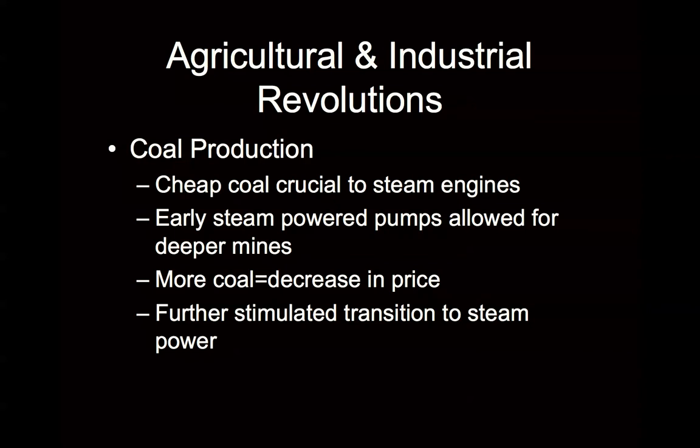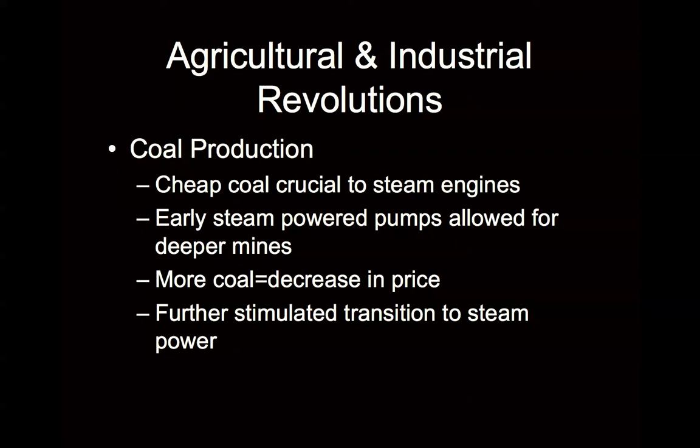The next process, the next industry that was industrialized was coal production. Coal was needed to power the steam engines which would power the Industrial Revolution, the machines in the factories. The early steam-powered pumps allowed for deeper and deeper mines to be dug in order to get the coal out of the ground.